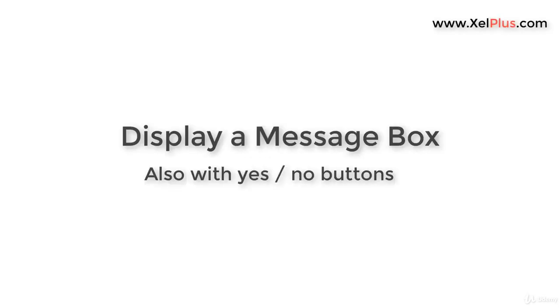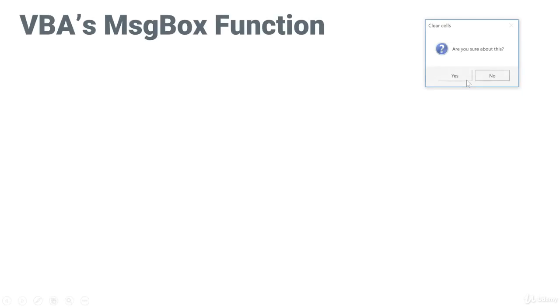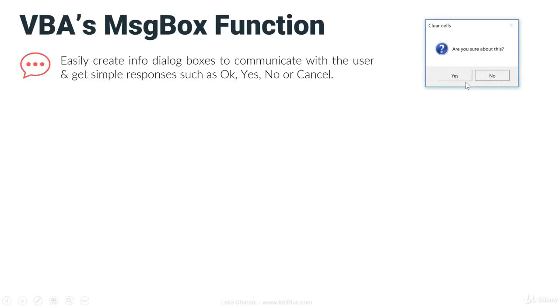VBA's message box function basically looks like this. It's a very easy way to get a dialog box like this, so you don't have to design it or anything. It's already pre-programmed. And this way you can easily communicate with the user and even get simple responses like okay, yes, no, or cancel.